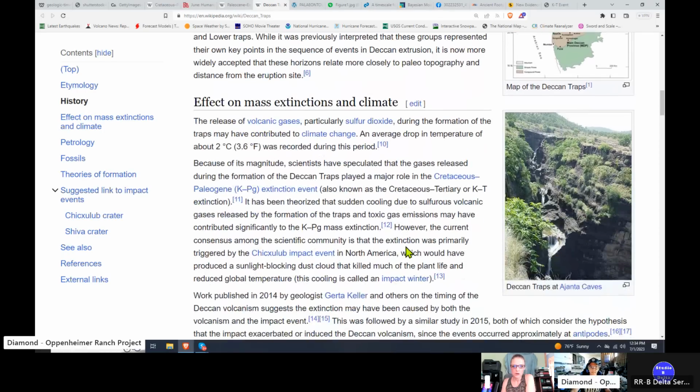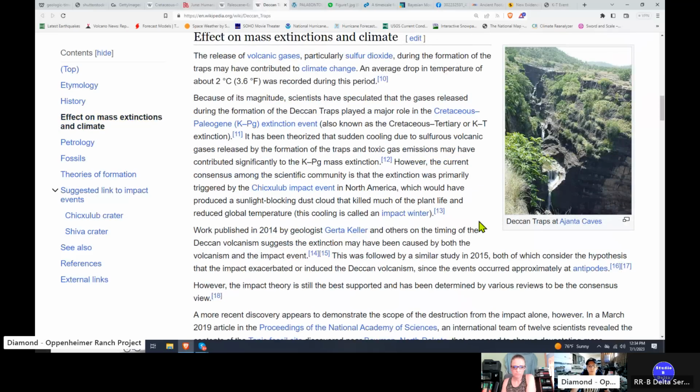That's crazy. Yeah. Now, the release of volcanic gases, specifically sulfur dioxide, from these eruptions probably changed the temperature. An average drop in temperature of 2°C occurred at the beginning of the extinction event. So because of its magnitude, scientists have speculated that the gases released during the formation of the Deccan Traps played a major role in the Cretaceous-Paleogene extinction event. It's been theorized that sudden cooling due to sulfurous volcanic gases released by the formation of the traps and toxic gas emissions may have contributed significantly to the mass extinction.